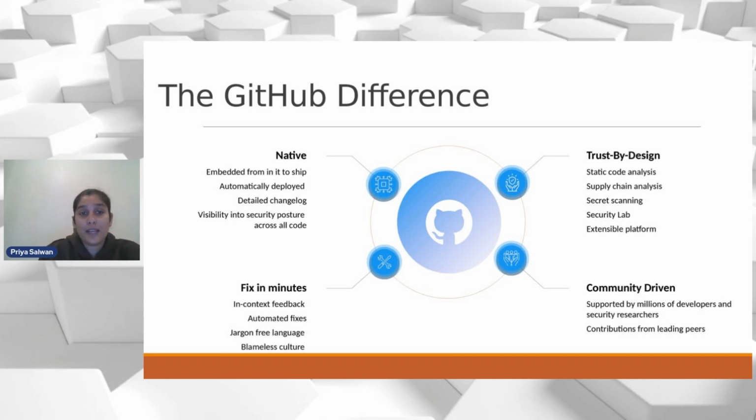So, what is the GitHub difference? The first is that it is native. It is embedded from init to ship, and it's automatically deployed. There is visibility into the security posture across all code.